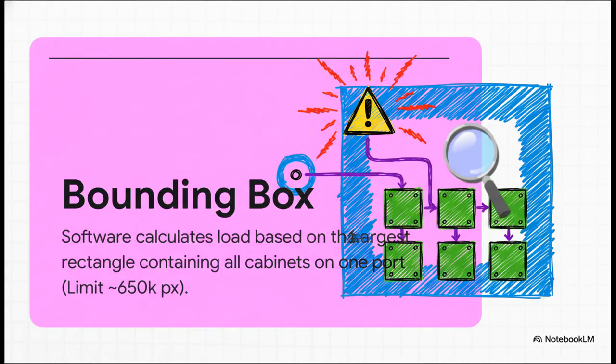Okay, here's a super important detail about how the processor thinks. This is called the bounding box. See, the processor doesn't just count the pixels you're actually using. It draws the biggest possible rectangle that can enclose all the cabinets on a single port, and then it calculates the pixel load for that entire area. It's basically a built-in safety net. If you try to cram too much into that box, usually around 650,000 pixels, it'll throw up a warning and stop you from overloading the system.